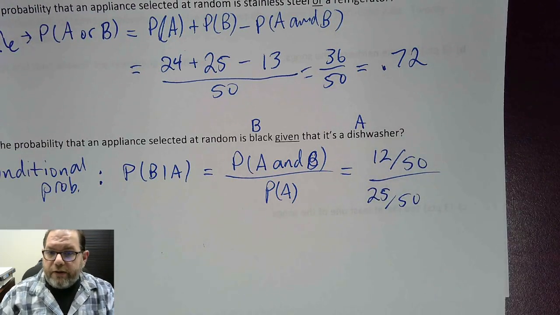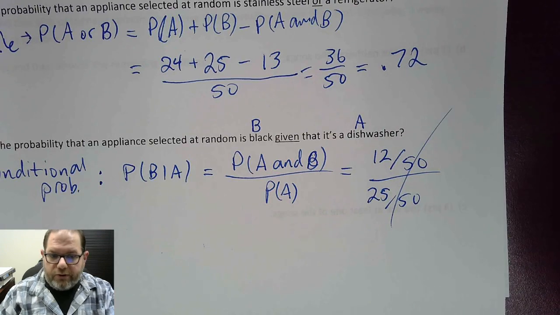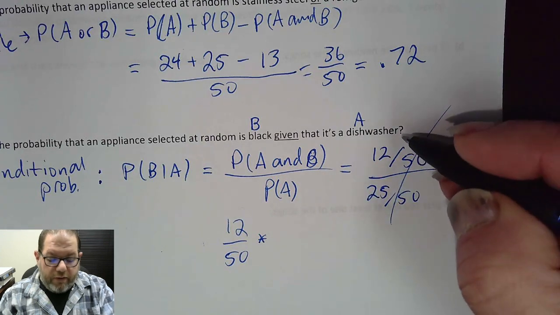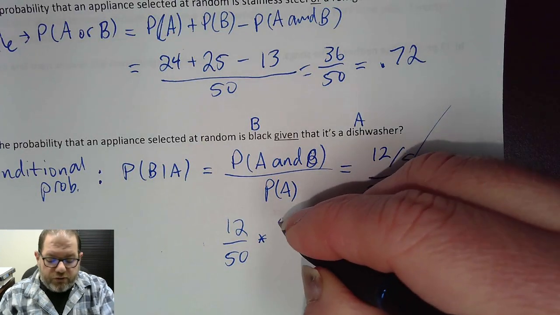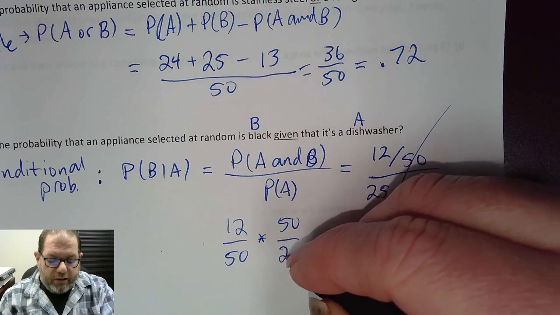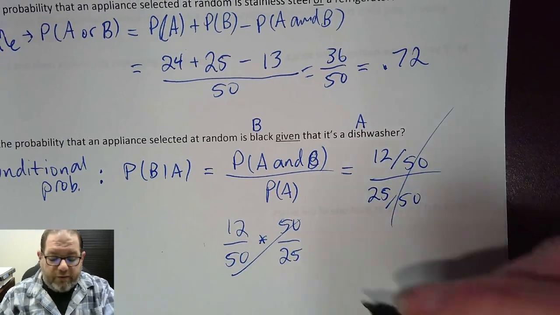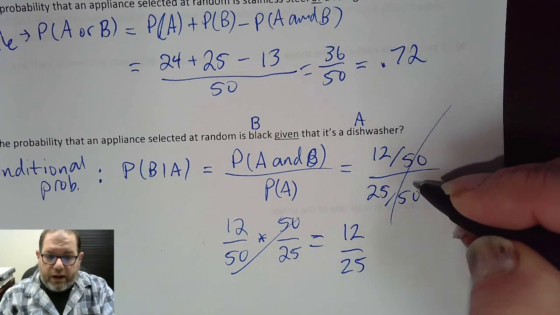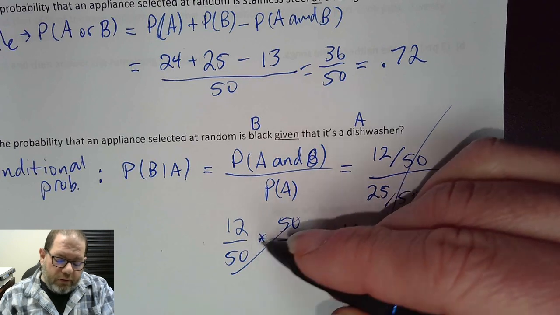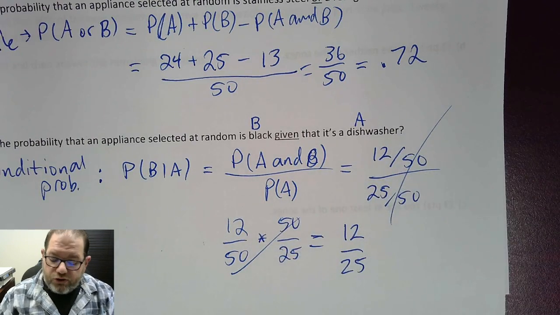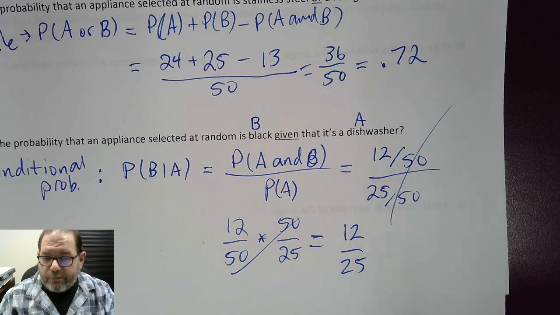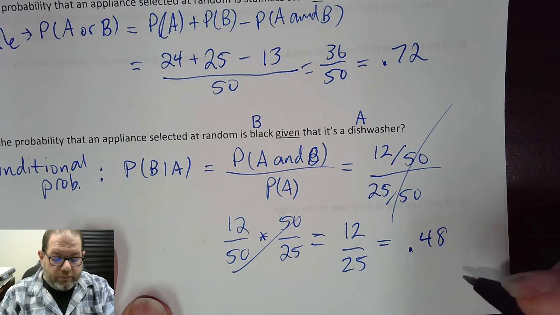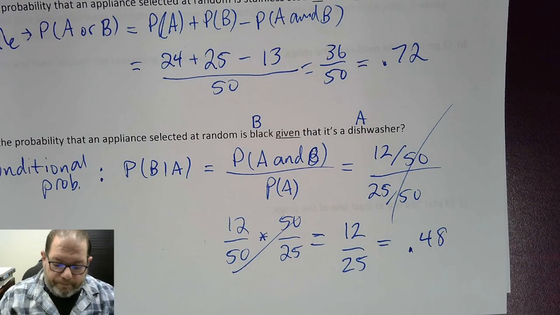And then what we're going to find is that the 50s basically cancel out of this equation. If we're dividing two fractions, we know we take the second fraction, flip it over and multiply, and maybe this makes it a little easier to see why the 50s cancel out. But ultimately we end up with 12 over 25, whichever way we look at it: canceling out the 50s, or changing it to a multiplication problem where you multiply by the reciprocal of the denominator. Either way, that works out to be 0.48.